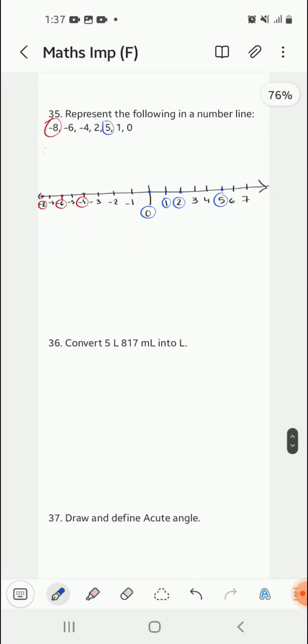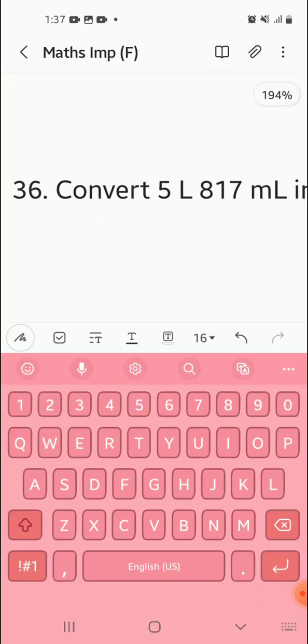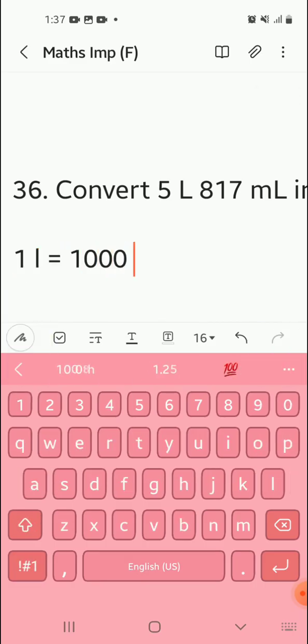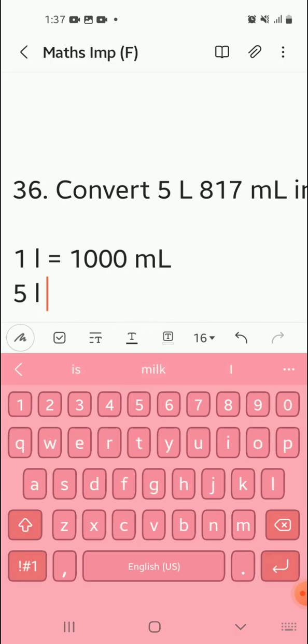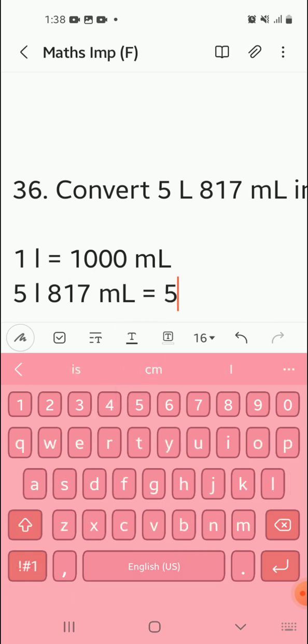Moving on to the next question. Convert 5 litre 817 ml into litre. It is simple. We know 1 litre is equal to 1000 ml. This is the reference that you need to write. And therefore 5 litre 817 ml is equal to 5 point.